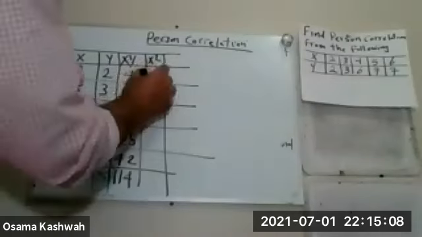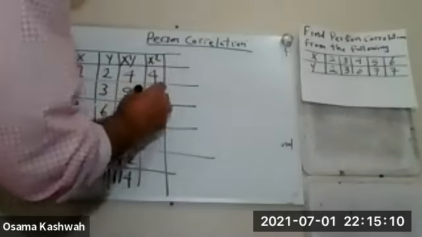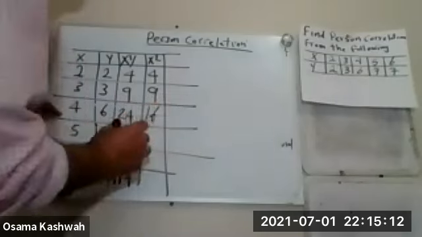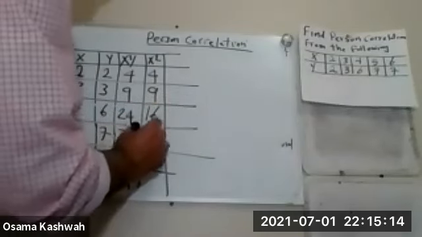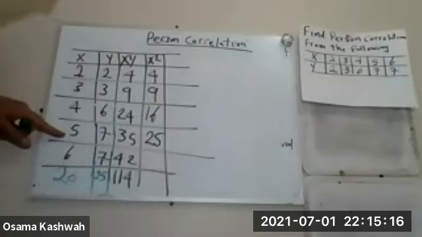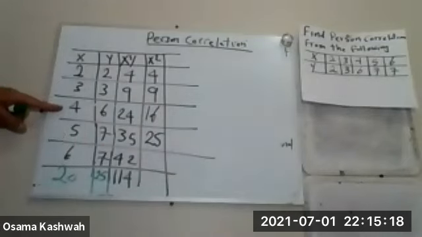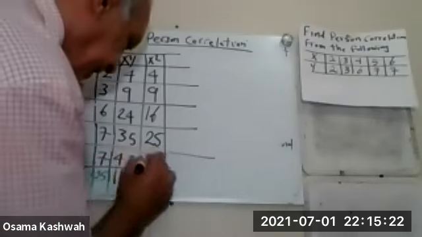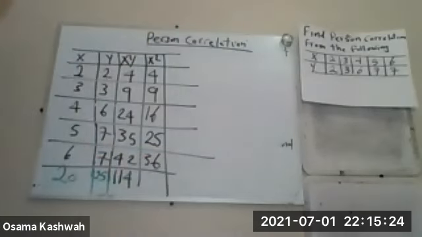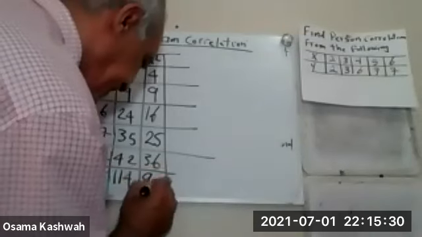Simply, I will multiply x squared. 2 by 2 will give me 4. 3 by 3 will give me 9. 4 by 4 will give me 16. 5 times 5 will give me 25. I will multiply it by its own self. 6 by 6 will give me 36. And the sum of this column, x squared, will give me 90.